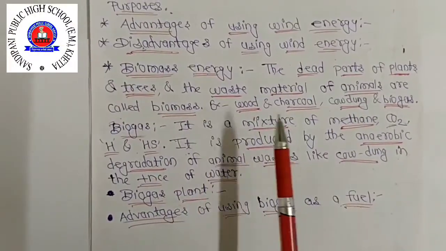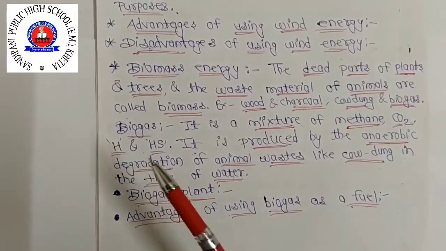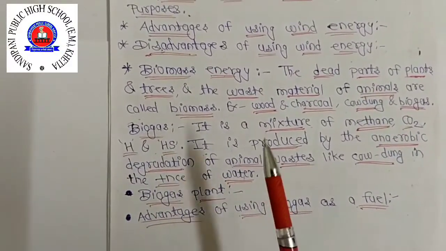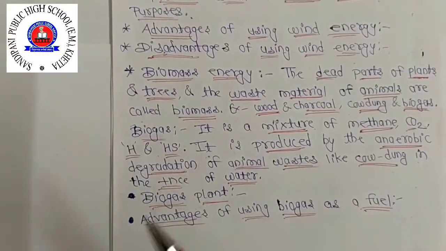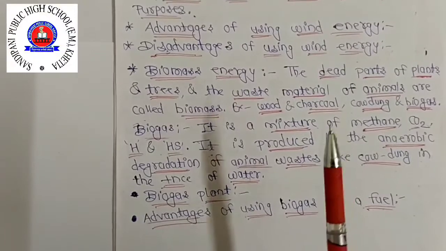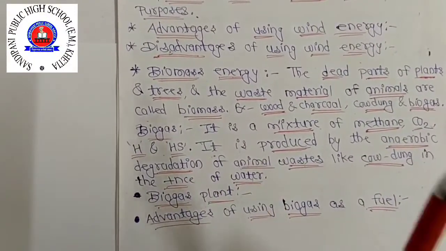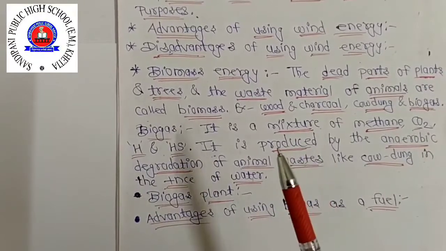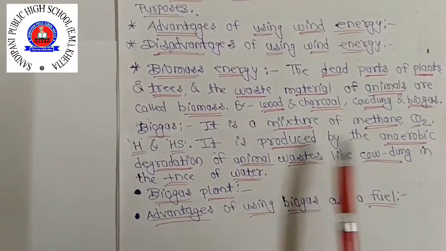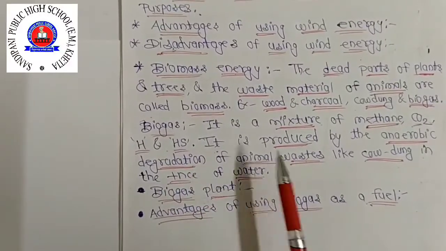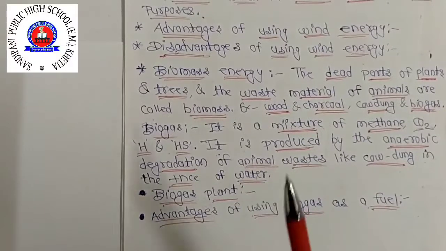Biogas is a mixture of methane, carbon dioxide, hydrogen and hydrogen sulfide. The major constituent of biogas is what? Methane, which is an extremely good fuel. In fact, biogas contains up to 75% methane gas, which makes it an excellent fuel. Biogas is produced by the anaerobic degradation of animal waste like cow dung in the presence of water.